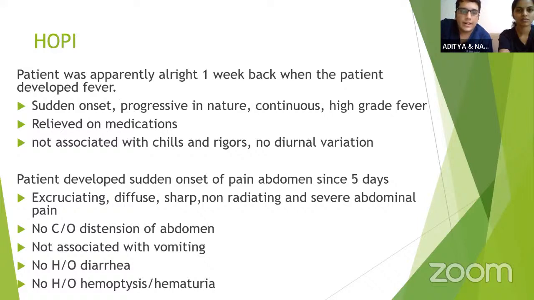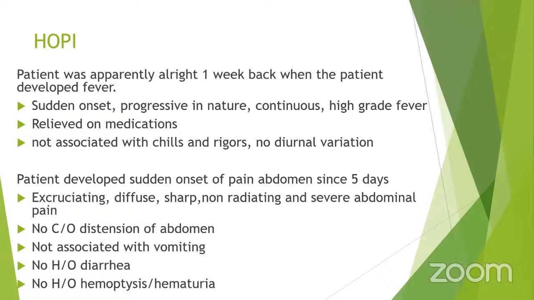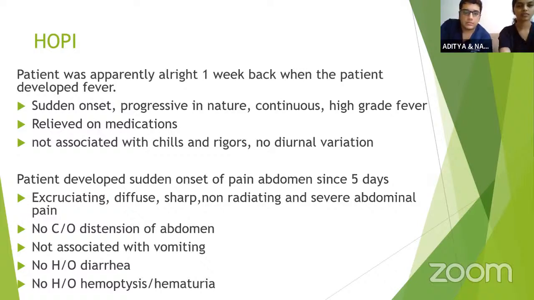So the patient was apparently all right around 1 week back when he developed fever, which was sudden in onset, progressive in nature, continuous and high grade, which relieved on medications and was not associated with chills and rigor and no diurnal variation.